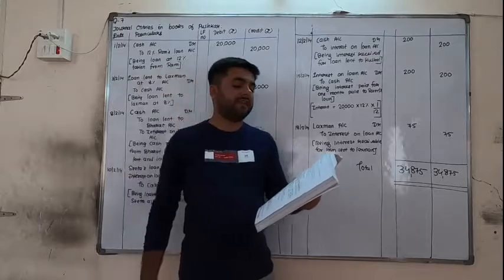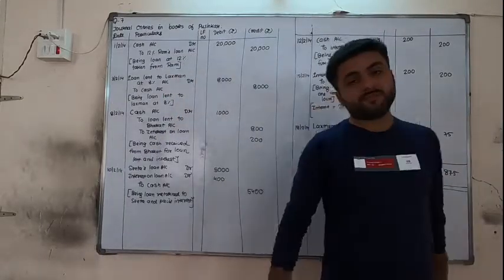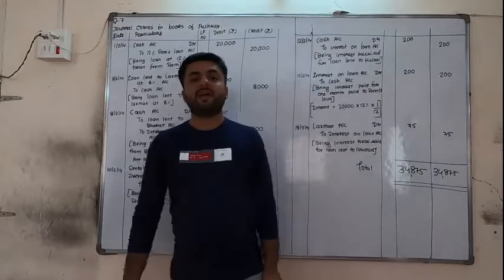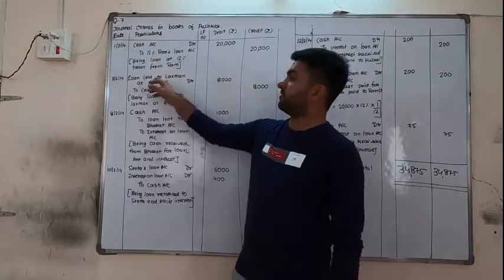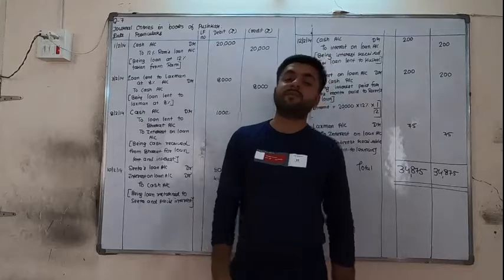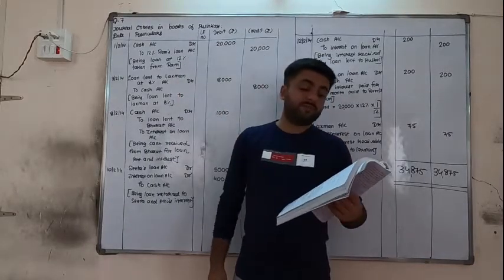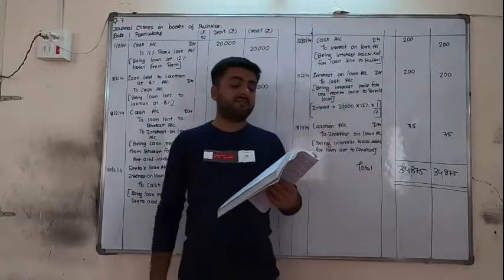Next, 8,000 lent to Lakshman at the rate of interest 8%. Now we are lending the loan to Lakshman. So Lakshman is the receiver and our cash goes out. So loans lent to Lakshman at 8% account debit to cash account. Then the next transaction, received cash.